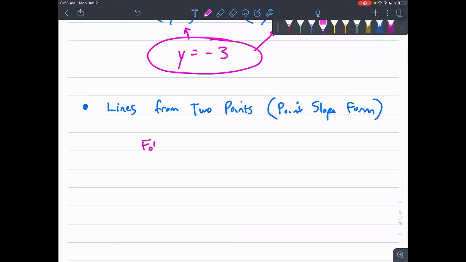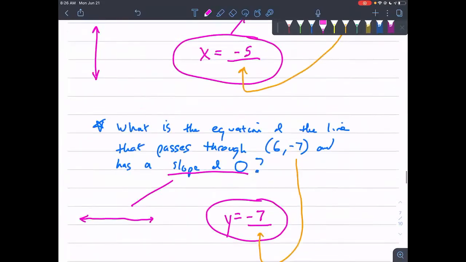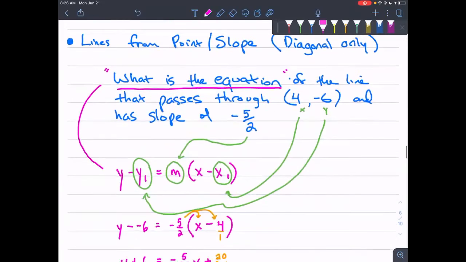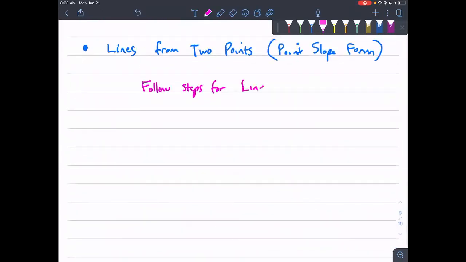This one I'll go ahead and skip. I'll just say follow steps for lines from point slope diagonal only.